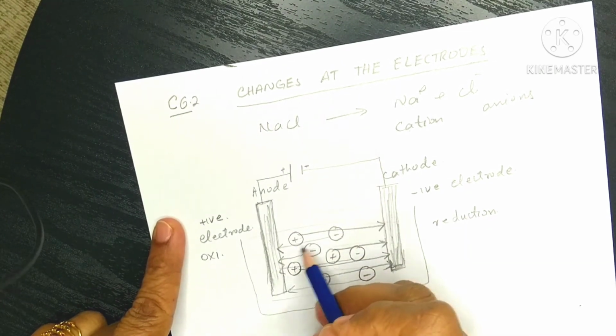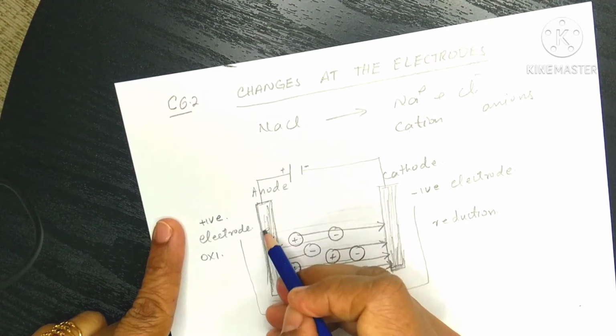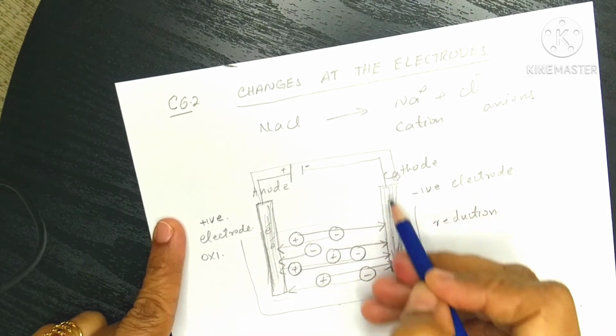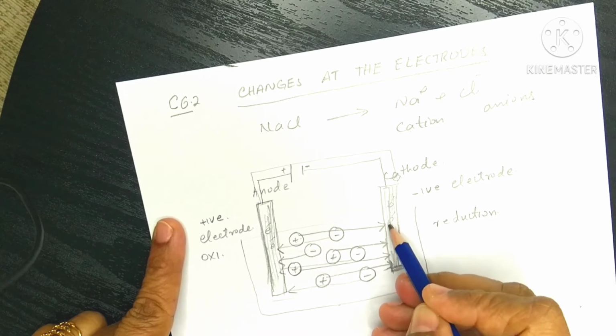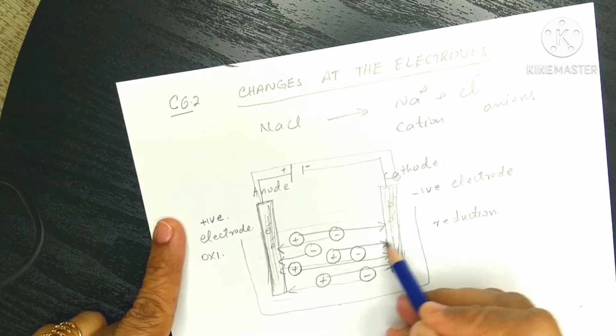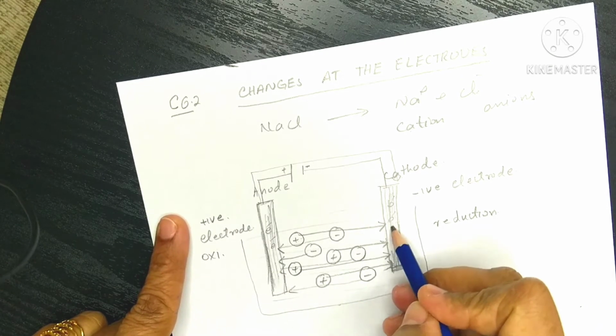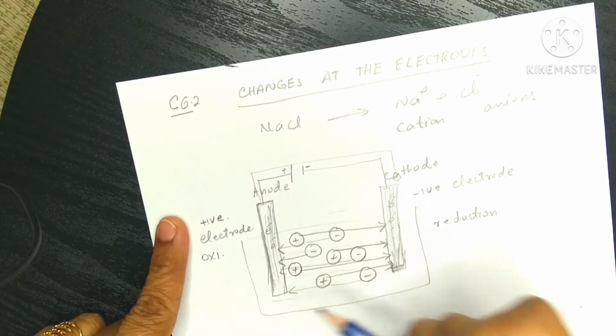When negative ions release the electron here, these electrons move from anode to cathode, and when they reach the surface of the cathode, they will be absorbed by the cations. So addition of the electron is called reduction, and removal of the electron is oxidation.